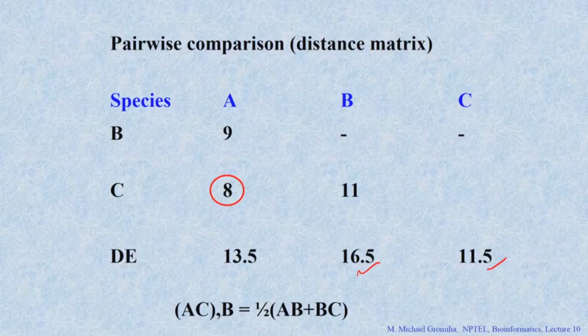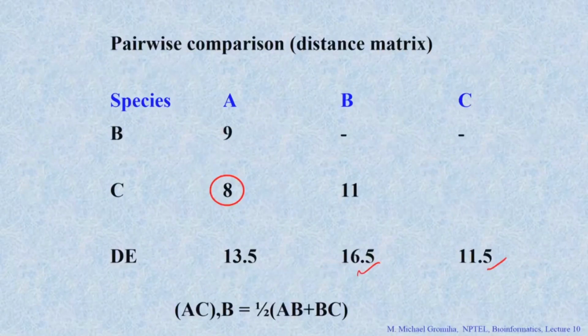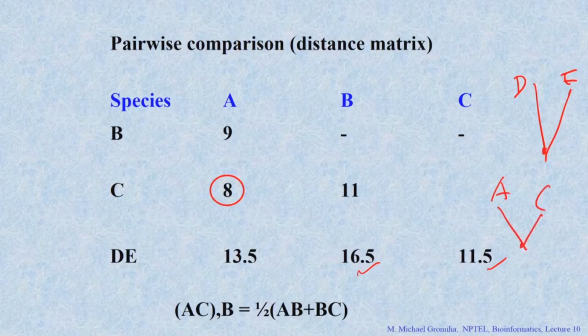From this matrix, which one is the lowest number? We have the numbers 9, 8, 11, 13.5, 16.5 and 11.5. From this, 8 is the lowest. So, what do we infer from this one? A and C are close to each other, right. Earlier we did D and E. Now, from here we can see A and C are close to each other.